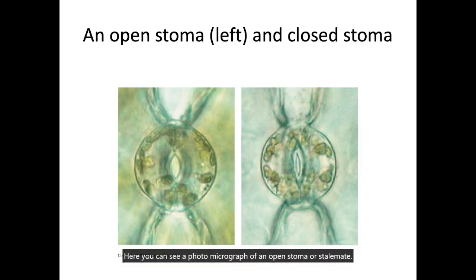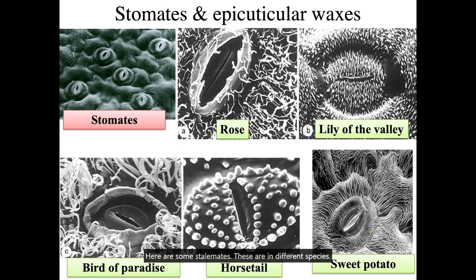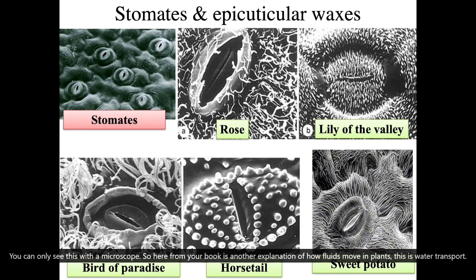Here you can see a photomicrograph of an open stoma or stomate, same thing, on the left, and a closed one on the right. Here are some stomates. These are in different species. Here's a rose in the middle, in the top. Here's a lily of the valley, a bird of paradise, a horsetail, a sweet potato. And you can see that there are fantastic arrangements of waxes on the cuticles of these structures. You can only see this with a microscope.